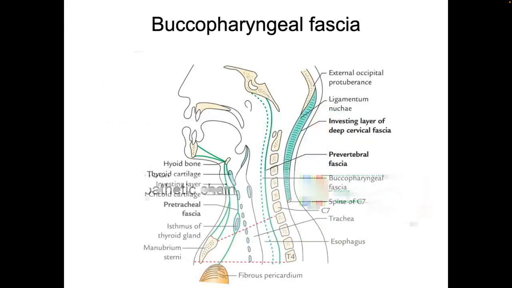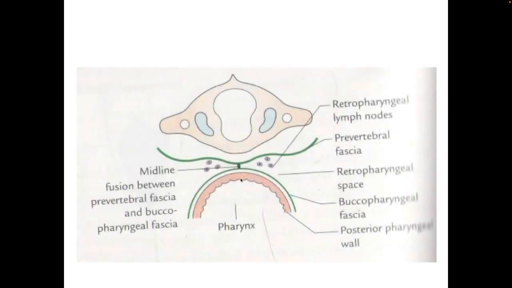Buccopharyngeal fascia. Buccopharyngeal means the fascia lying over the buccinator and the pharynx. This is the buccopharyngeal fascia, this dotted line. It extends from the base of the skull to the esophagus. So this is the pharynx. So this is the buccopharyngeal fascia. This is the prevertebral layer of the fascia. So the space between the prevertebral layer and the buccopharyngeal is known as the retropharyngeal space. Pharynx के पीछे है. Okay.